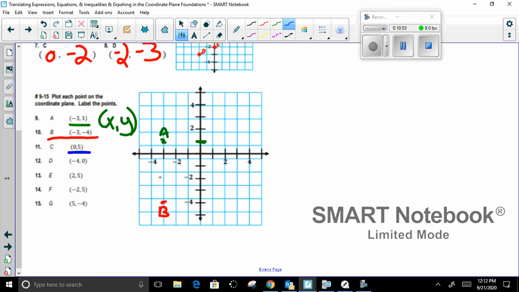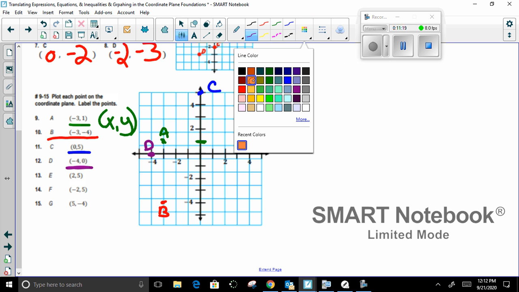(0, 5). 0 means I don't go anywhere on the x-axis, nowhere horizontally. 5 means I go up 5. And that's point C. Point D, (-4, 0). -4 on the x-axis means I go horizontally to the left 4. And then 0 means I stay put. I don't go anywhere on the y-axis. Let's get some different colors here. That was D.